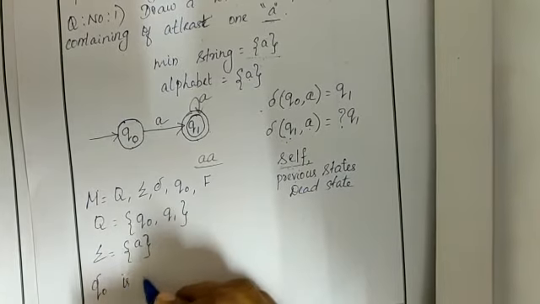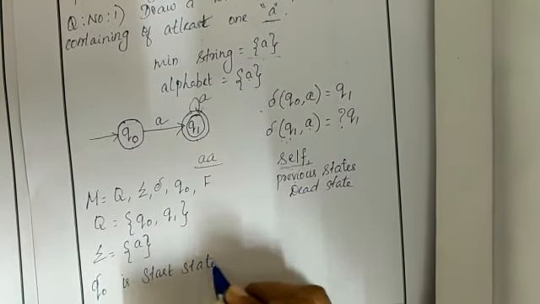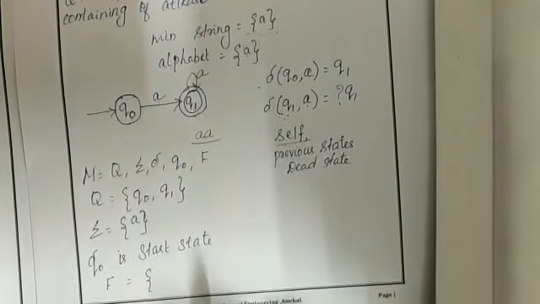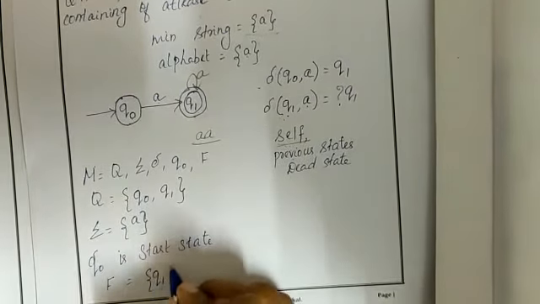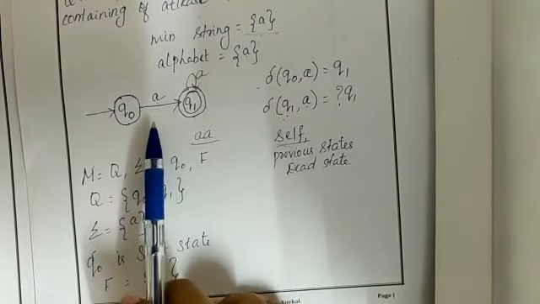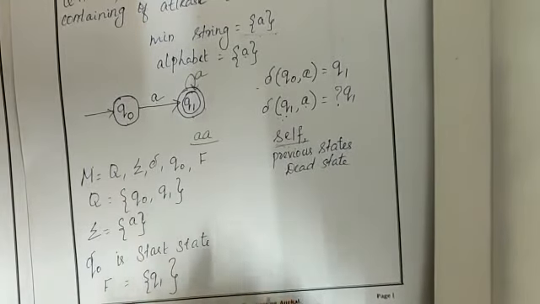And what is your Q0? Q0 is the start state. And F is your final state. Which is your final state? The final state is Q1. How will you identify the final state? States with a double circle are final states. You have written your machine.